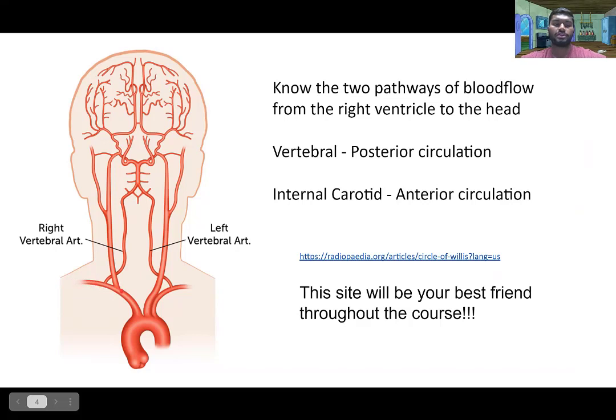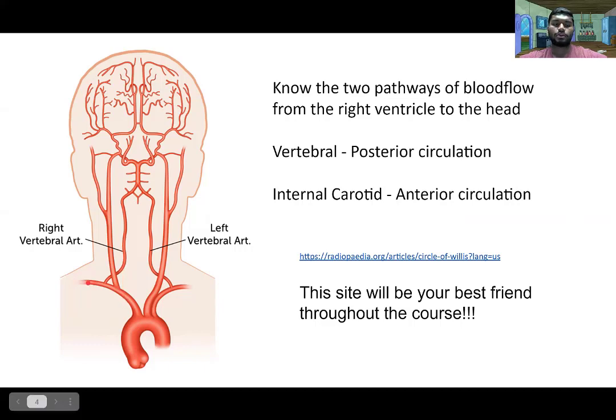And we notice here that this right common carotid will bifurcate again into the right external carotid and the right internal carotid, right? And this is the internal carotid, not the external. The internal carotid is what gets into the brain. The external carotid will supply the facial muscles and the mimetic muscles as well for expression and whatnot.